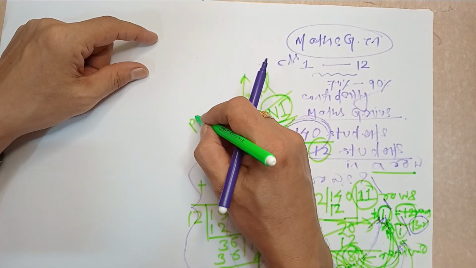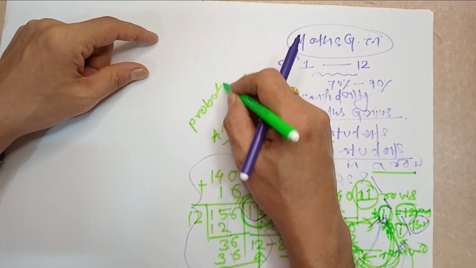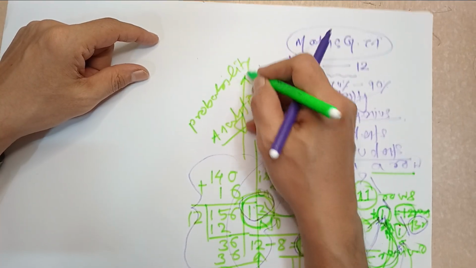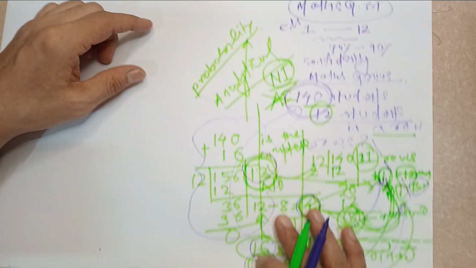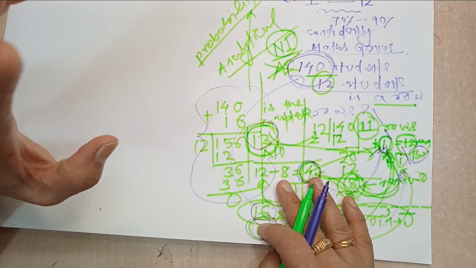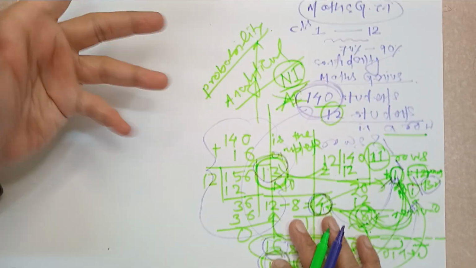In class 10 there is a chapter, probability. So I can add that probability into this one. If another 16 students are probable, okay, that could be a question.